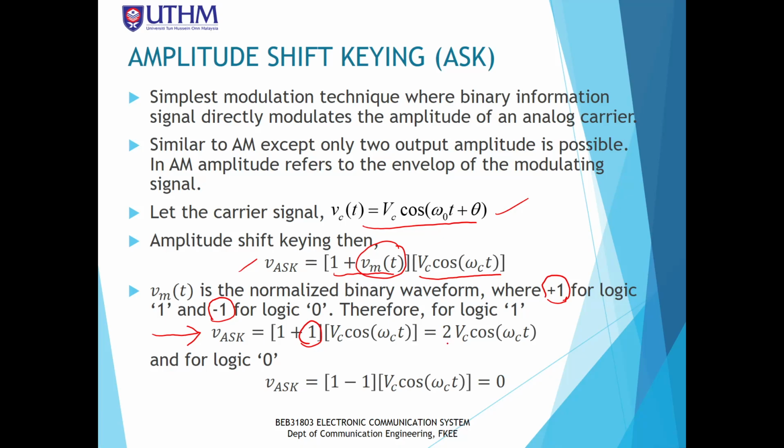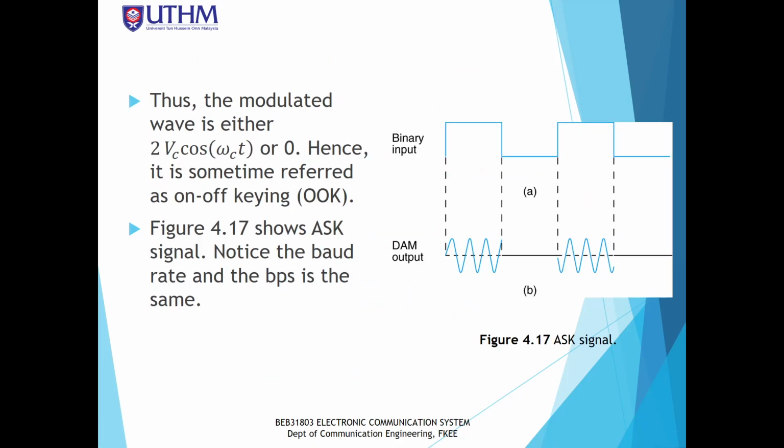So if the input is logic 1, we change VM(t) in the general equation to plus 1, so the output is going to be 2 VC cos(omega C t). But for logic 0, we change VM(t) into minus 1, so it becomes 1 minus 1, which is 0. 0 multiplied with anything is going to produce 0. So this is the example to show the relationship between input and output.